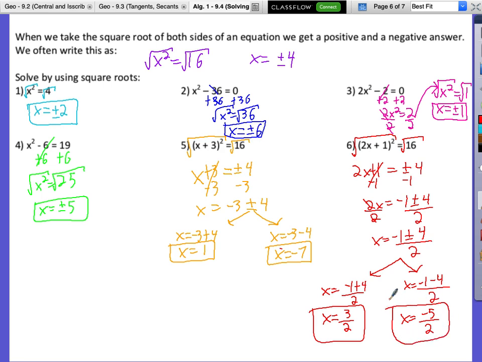Questions on that? Okay. Ms. Haswell, would you be willing to pass out the scientific calculator?